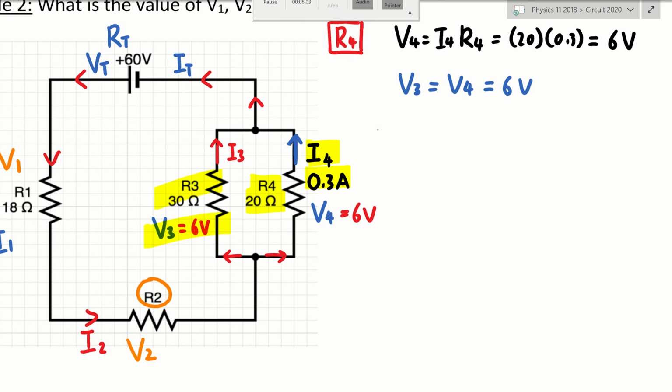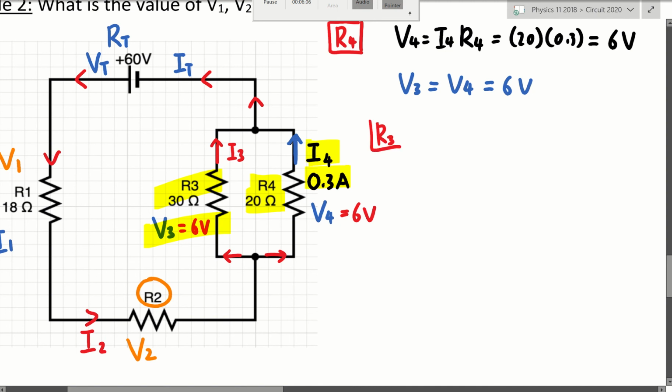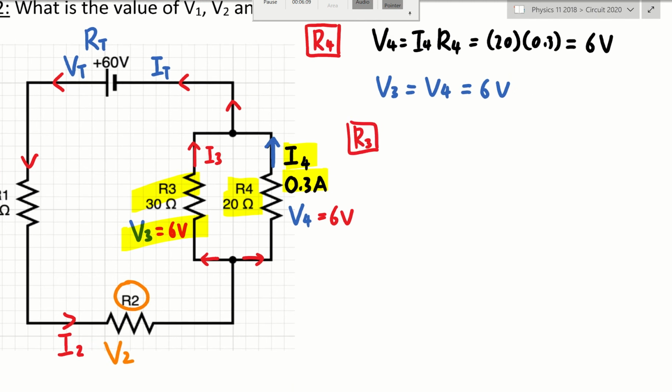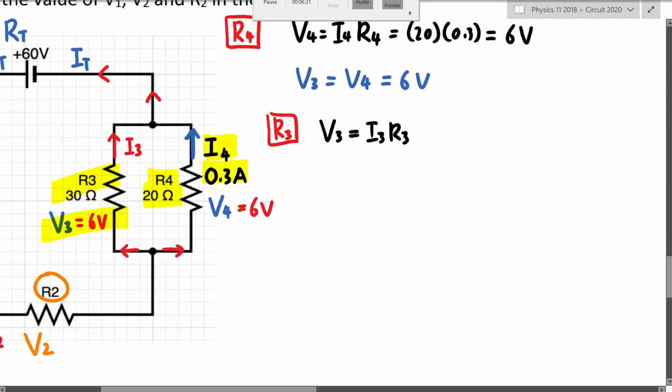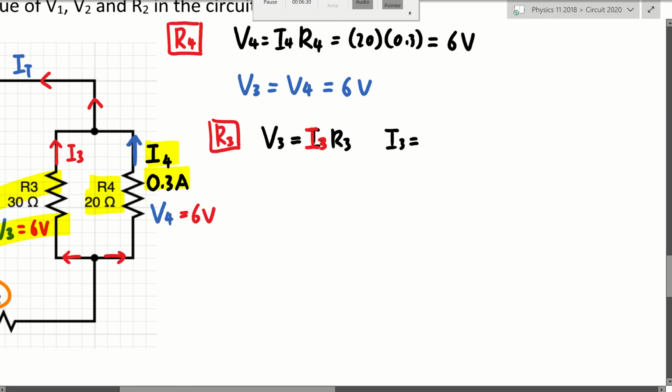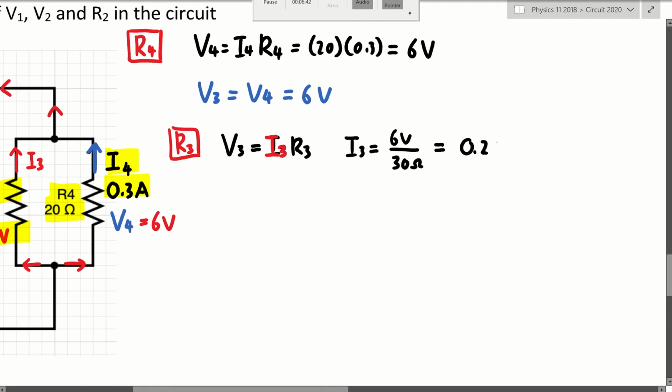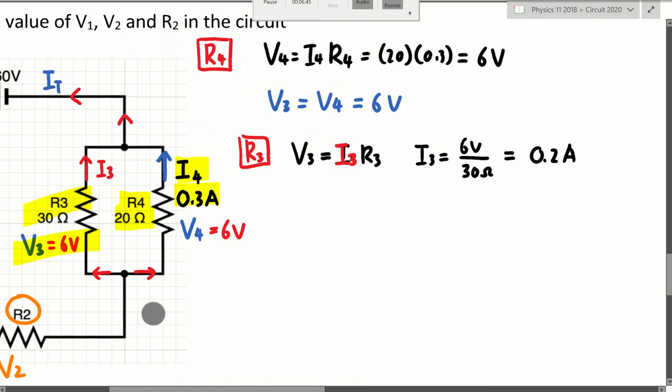So then we're going to switch gear into resistor number 3. We're trying to deal with whatever we could, right? Right now, the other area still has nothing that we can actually use. So now, resistor 3. V3 is equal to I3 R3. In this case, I'm trying to get I3. So what is I3 equal to? I3 is equal to the voltage, which is 6 volts, divided by the resistance, which is 30 ohms. Okay, that is something we can easily do in a calculator. It is equal to 0.2 amp. Okay, so I3 is done.